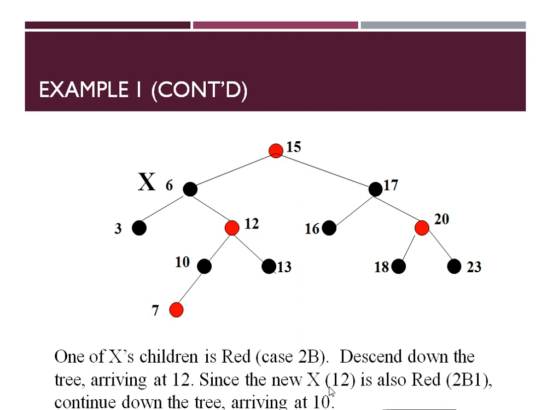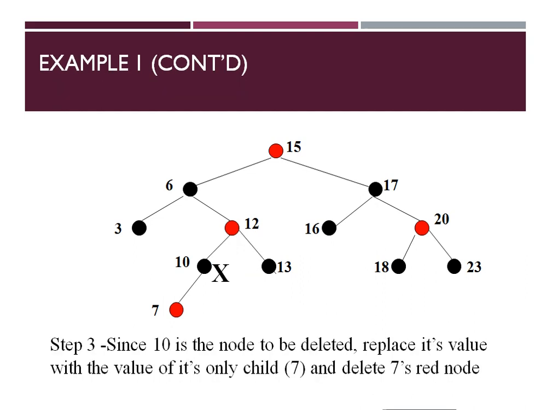Now X becomes 12, we are proceeding down the tree and we are marking every node we are visiting as X. Okay, so now we move to 12 and now this is your X. Since the new node X is 12 and it is colored red, your case 2b1 needs to be followed, and we'll continue down the tree, arriving at 10. Okay, I hope you are following me.